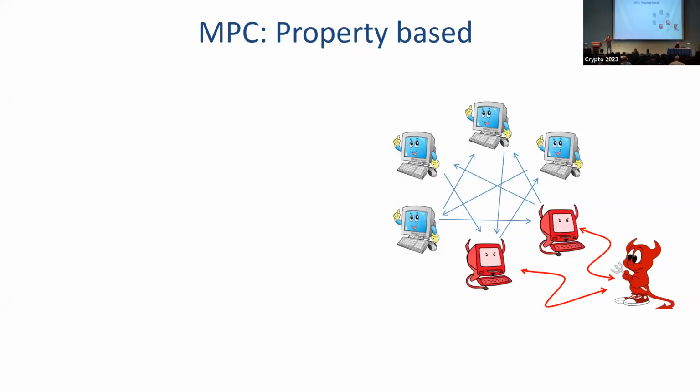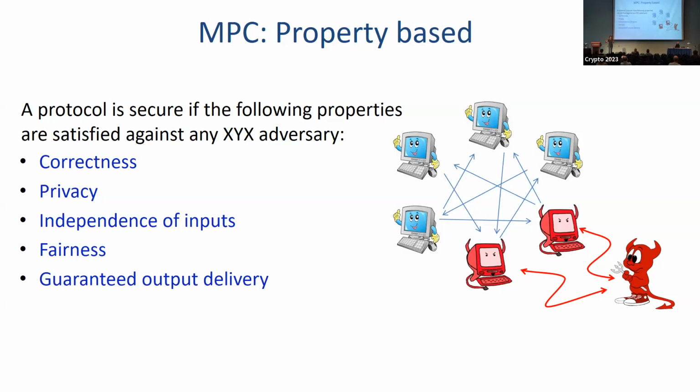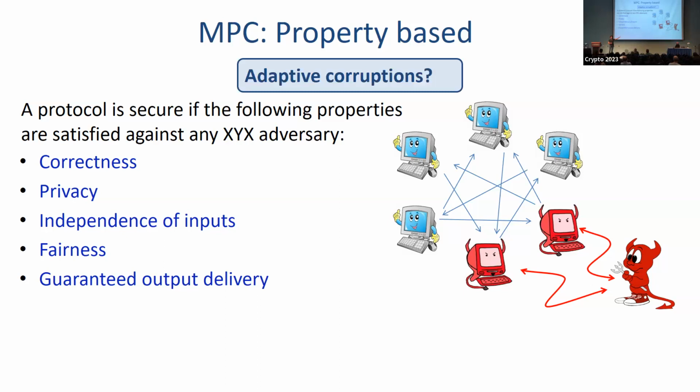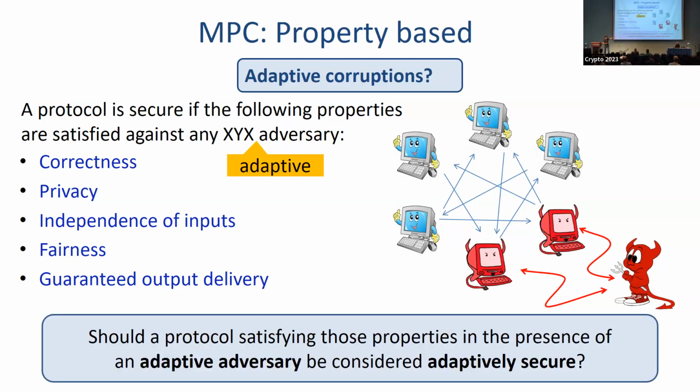And we can also think of a weaker notion of security for MPC, right? A property-based definition. So we want that the protocol will satisfy a list of properties versus some adversary from some class, either information theoretic or computational, but we want those set of properties. Now, when we talk about such definitions, how do we capture adaptive corruptions? Is it fair to say that we want those set of properties to be satisfied facing an adaptive adversary? But if we have a protocol that satisfies those properties against an adaptive adversary, can we say that the protocol is adaptively secure? Okay, think about it. This is kind of the meta question that we look at in this work.